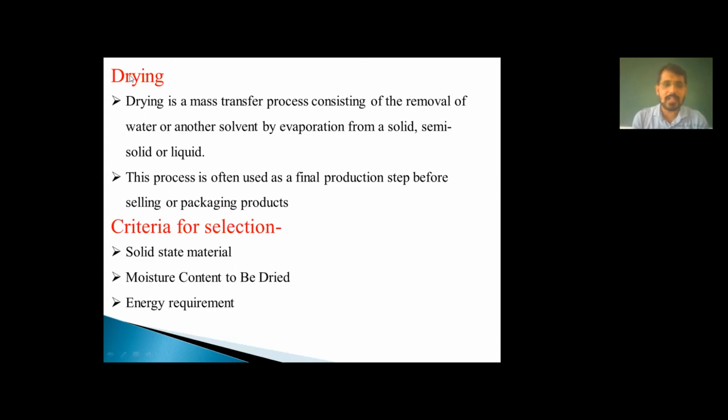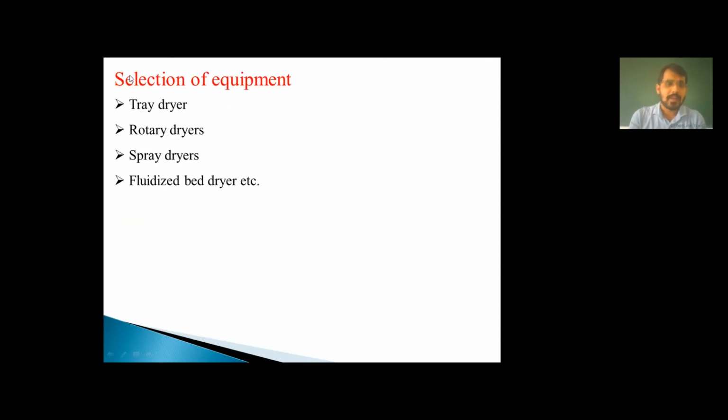The first criterion is that the material should be solid. After that, moisture content to be dried, meaning moisture should be there in that solid material. And lastly, energy requirement, meaning how much energy is required to remove the moisture content from that solid material. This should be an efficient and profitable parameter for drying, and then we can go for drying.